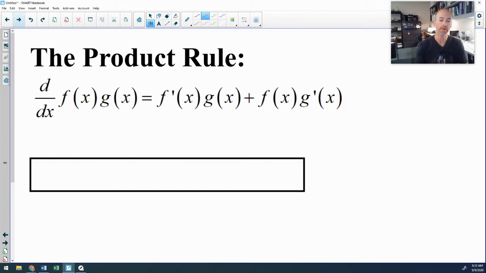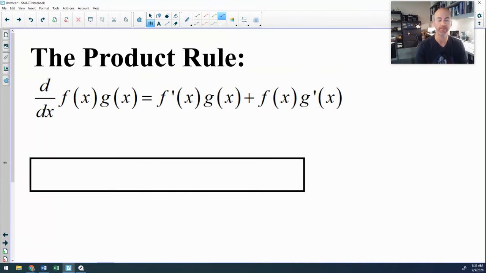And so the product rule itself, I'll leave this up here for a minute for you to look at it and write it down. If you are multiplying two functions and you want the derivative of f of x times g of x, then for the product rule, you do the derivative of f first, leave g alone, plus leave f alone, times the derivative of g. You just do the derivative of one at a time, and you add the two pieces.